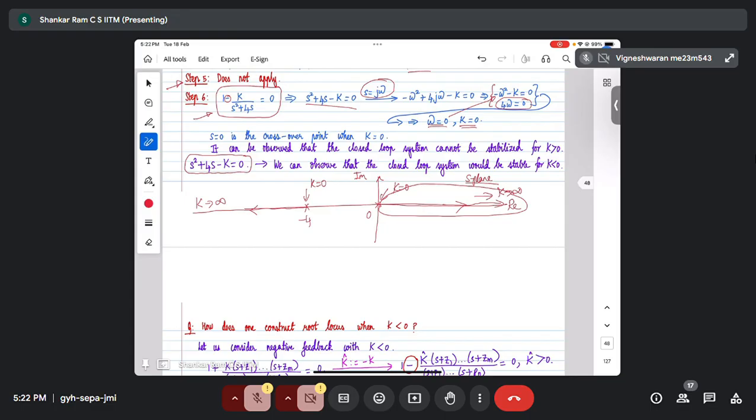In this particular case, the s squared coefficient is +1 and the coefficient of s is +4. So obviously the constant term also should be positive. If the constant term is positive, minus k should be positive, which means k should be negative. But we started with the condition that k is greater than 0. So there is a conflict. We can clearly observe that there is no way to stabilize the closed loop system with positive feedback. I hope this example is understood.